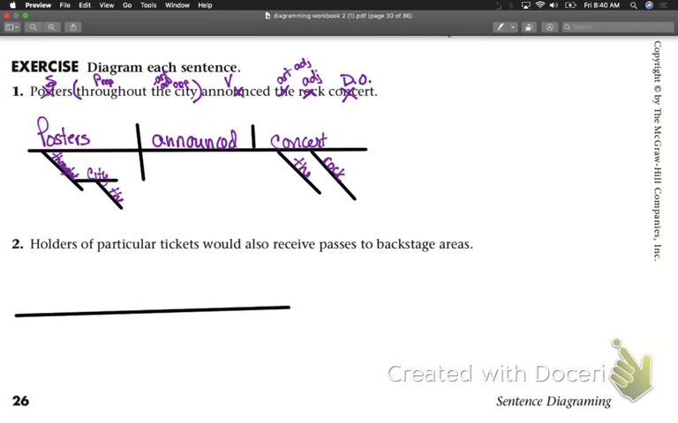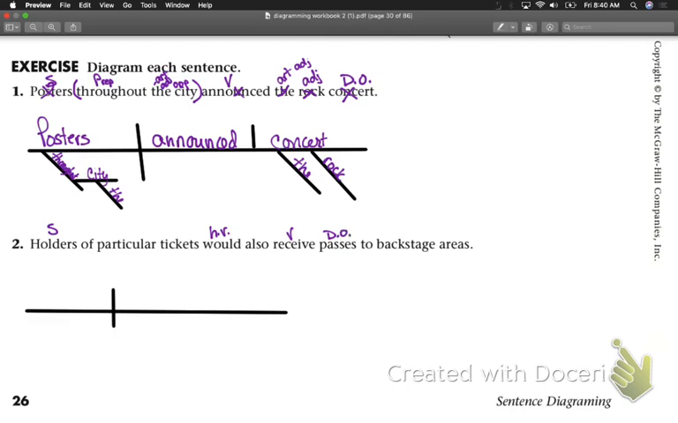Baselines first, yes. Subject, predicate, line. Who or what are we talking about? Holders. What are holders doing? They're receiving, not just receiving. There's a helping verb. Can you find it? Would receive. Very good. Helping verb, and then receive is going to be the verb to it. Would receive what? Passes. Now you've got a direct object.